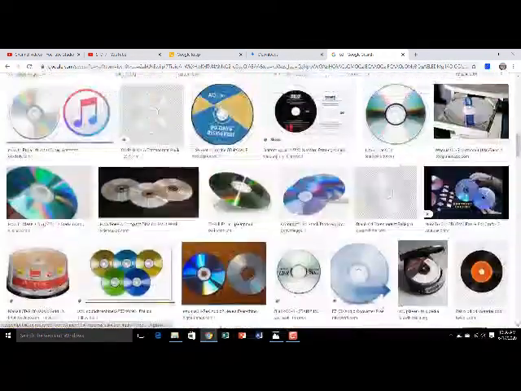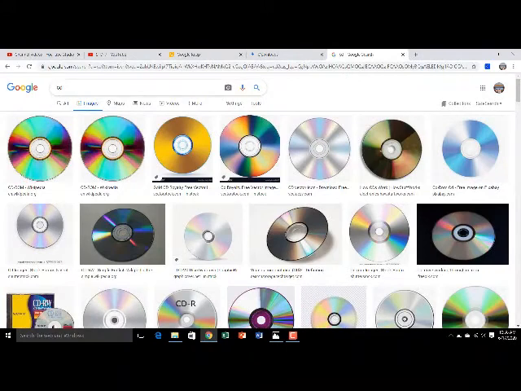Understand? Now we will see the pen drive. What is the pen drive? And how does it look?